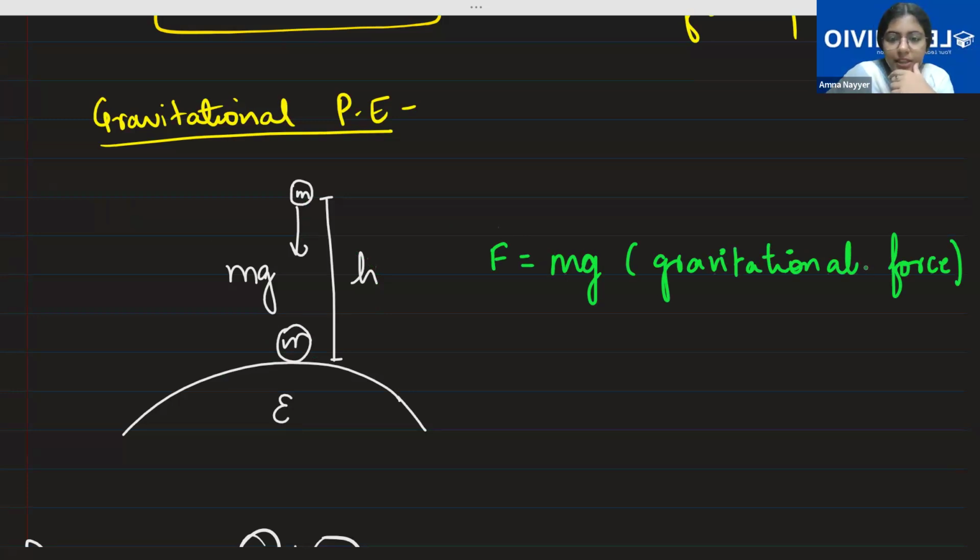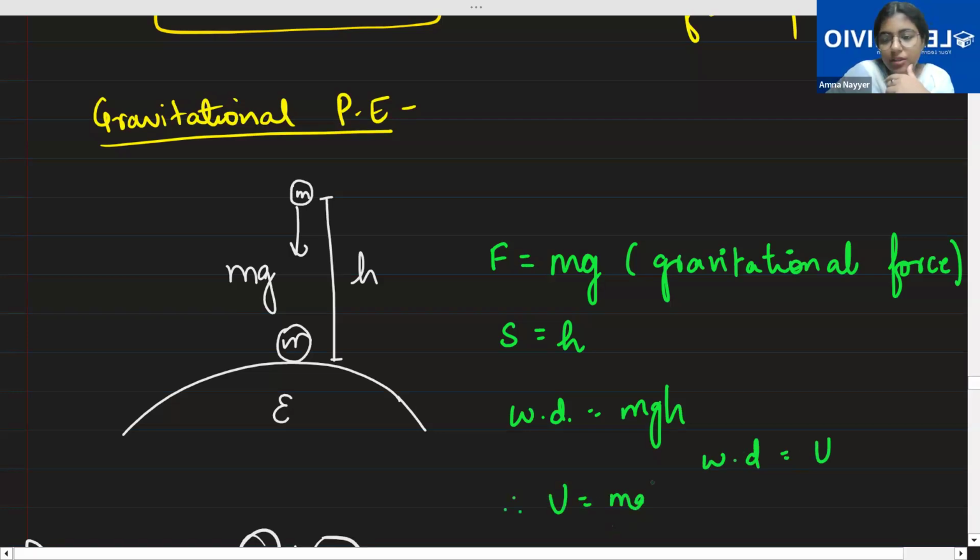This is the force mg, and the displacement is h. So work done becomes mgh. That's why we have this formula. And see, the work done gets stored in the form of potential energy. Therefore, we have our potential energy as mgh. So this is just one specific case.